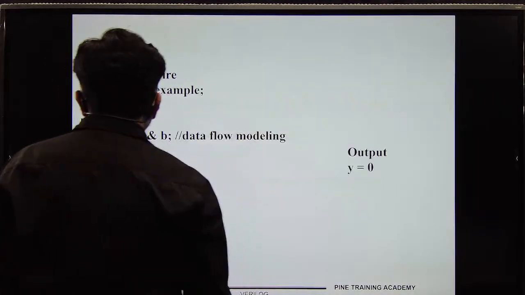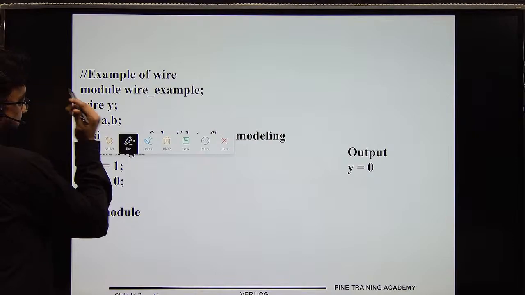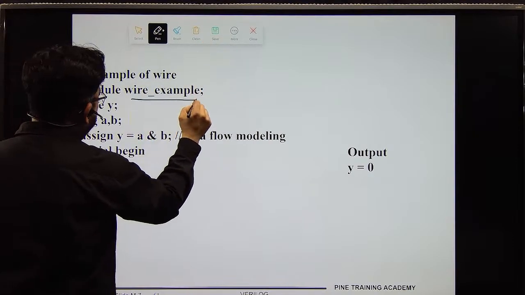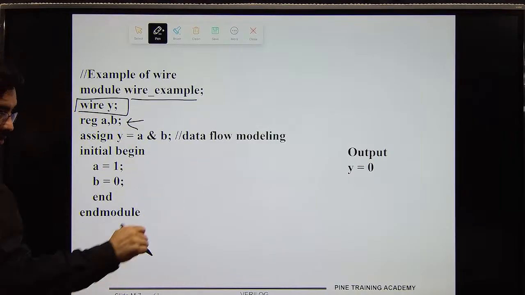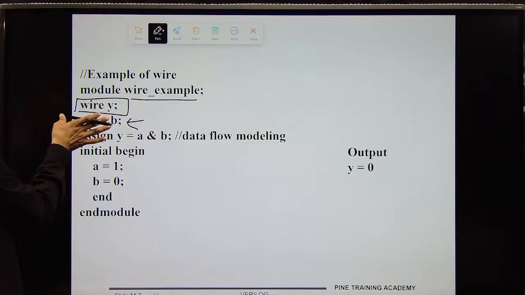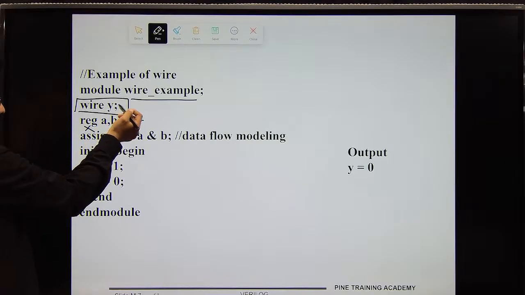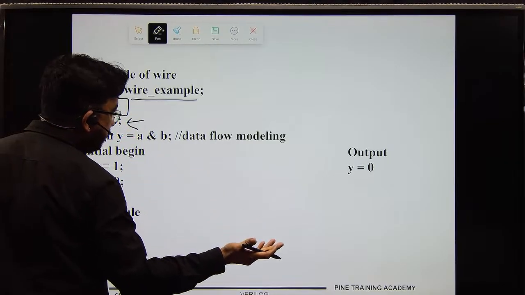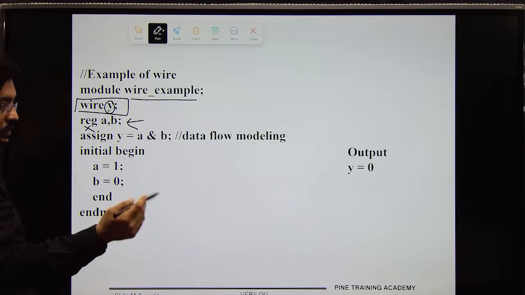Next, one example of the wire: a simple wire example module. I have defined the keyword wire here. Reg I will discuss later on, so don't be confused here. How we define the wire is what is important. We use the keyword wire and write any user defined name. Here y is basically a user defined name.